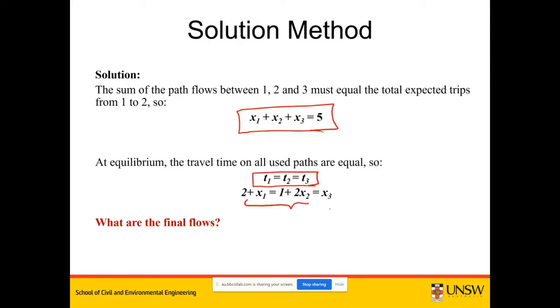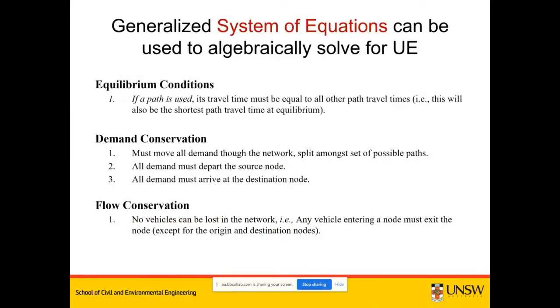So I have one equation here, one equation here. And if you solve this, you get x1, x2, x3. And as a result, if you put these x1, x2, and x3 into the travel time functions, you get T1, T2, and T3. Very easy, you can calculate the user equilibrium flows.